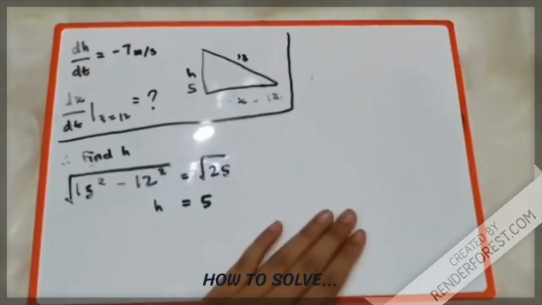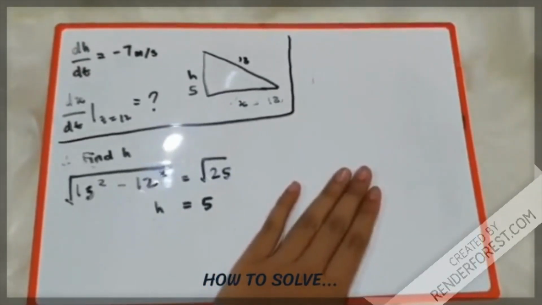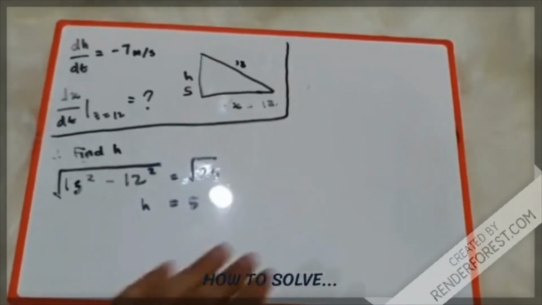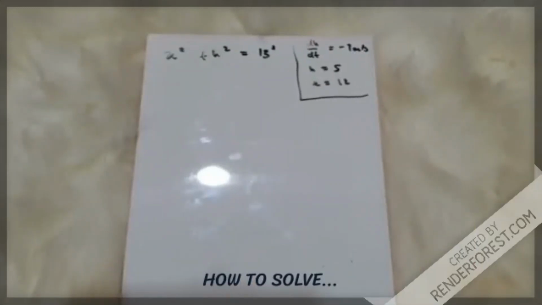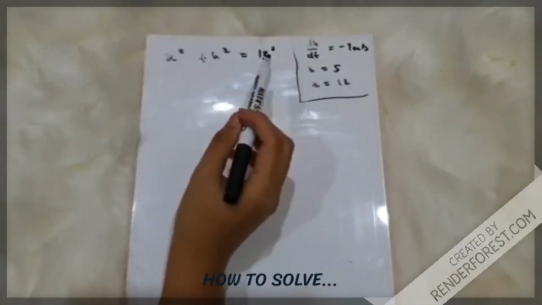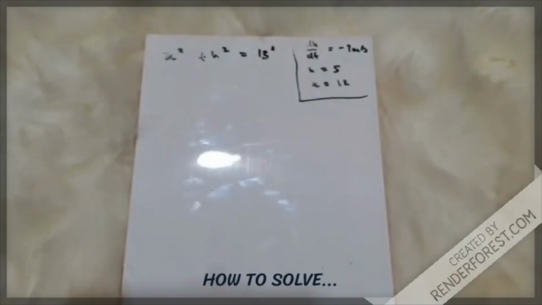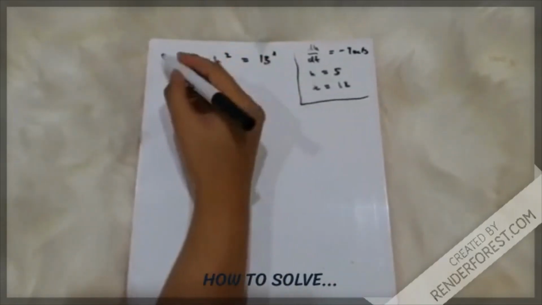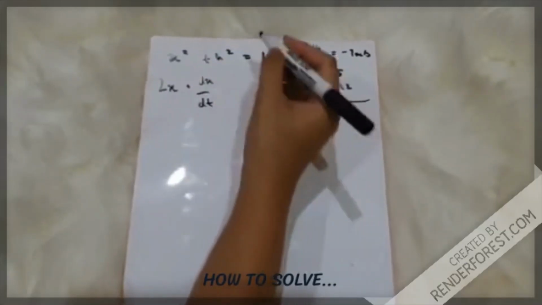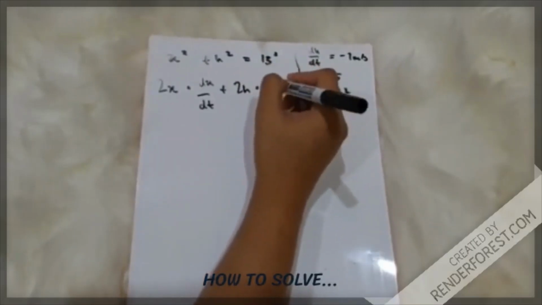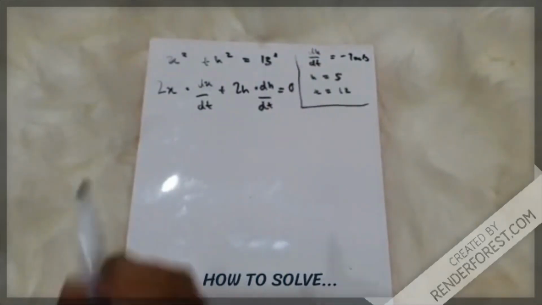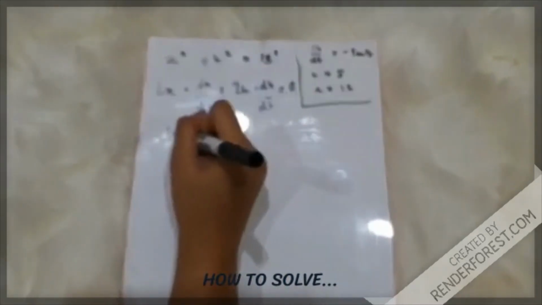So we are going to use this formula to find dx/dt. In order to find dx/dt, we must differentiate x with respect to t as well as h with respect to t. So we're going to apply implicit differentiation. So x squared becomes 2x, and don't forget to attach it with dx/dt, plus 2h attached with dh/dt, and the constant 30 squared becomes 0. Since we need to find dx/dt, we need to make dx/dt the subject matter.